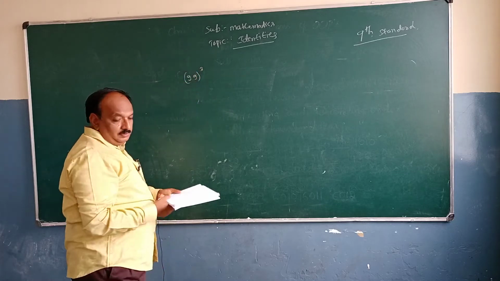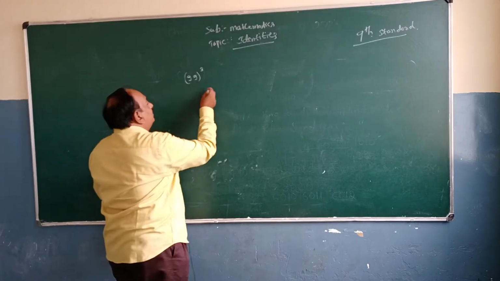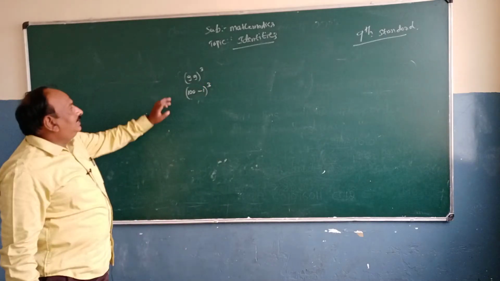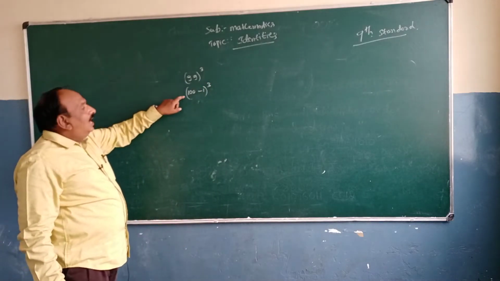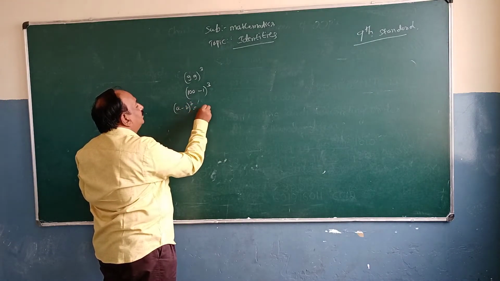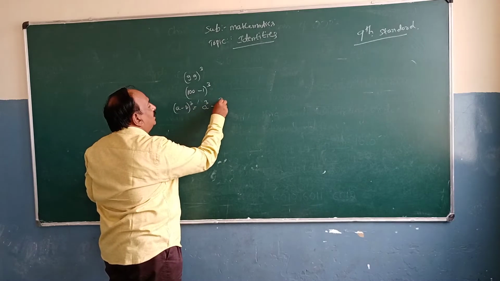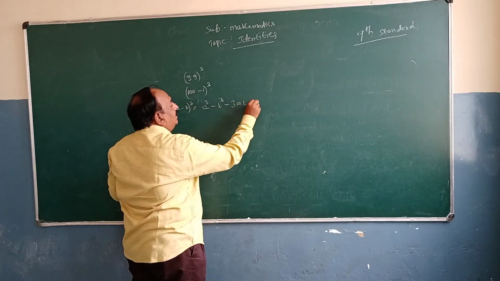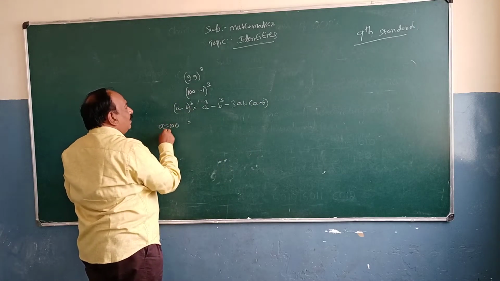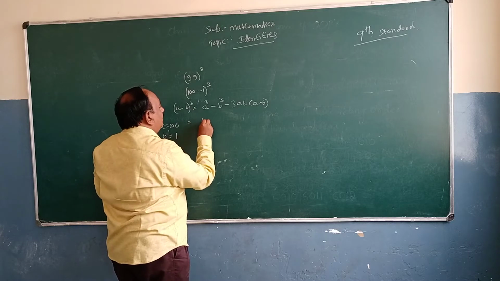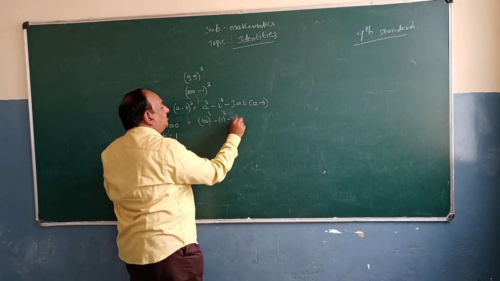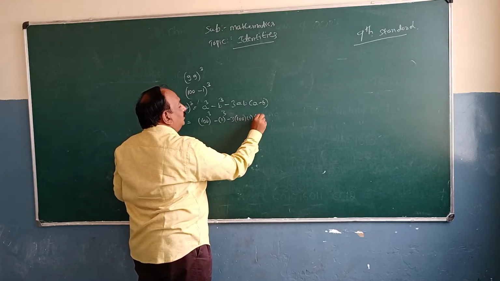99 cubed can be written as (100 minus 1) cubed. This is of the form (a minus b) cubed, which equals a cube minus b cube minus 3ab into (a minus b). Here a is 100 and b is 1, so we get 100 cubed minus 1 cubed minus 3 into 100 into 1 into (100 minus 1).